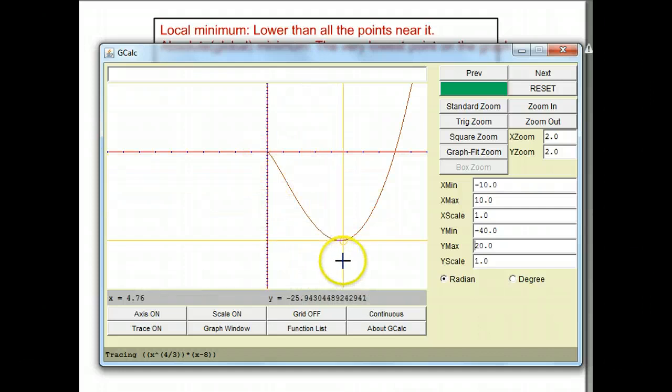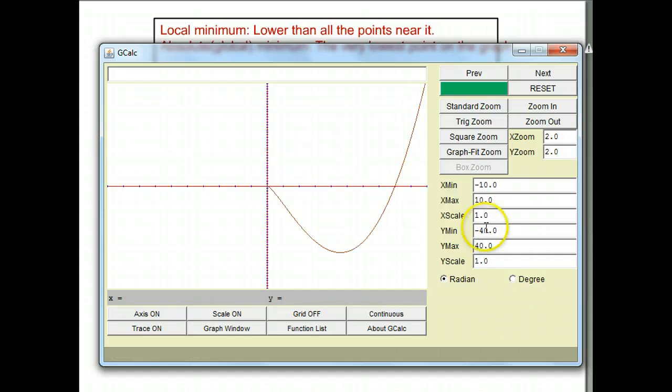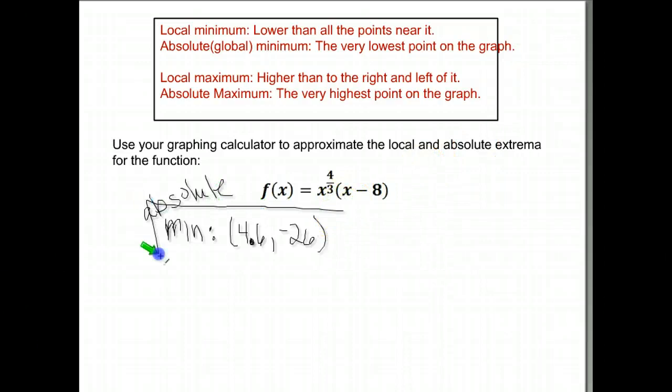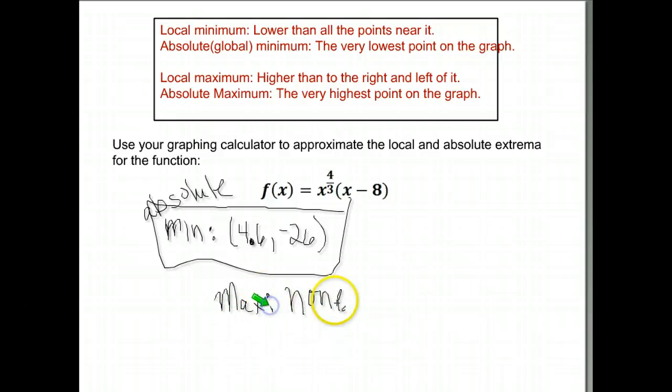So the only number we get from this is that we have a minimum point at 4.6, negative 26. And that's all we get from that graph. Okay, this looks like it stops up here also, but notice that it goes on forever. If I change my window, it would just keep going higher and higher. Okay, so all we have for this is an absolute minimum. So for maximums, we have none, and I would just go ahead and put that on my answer. No maximum points at all.